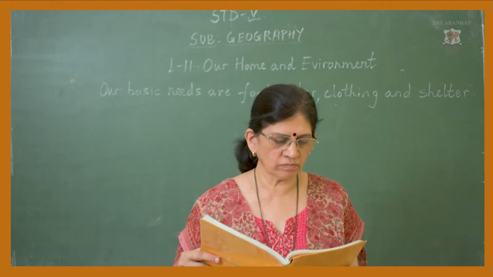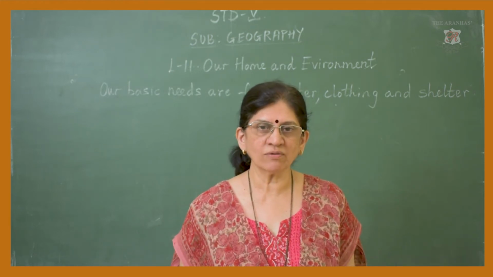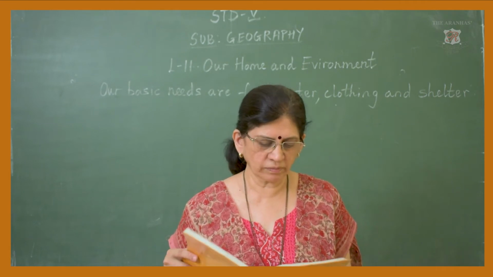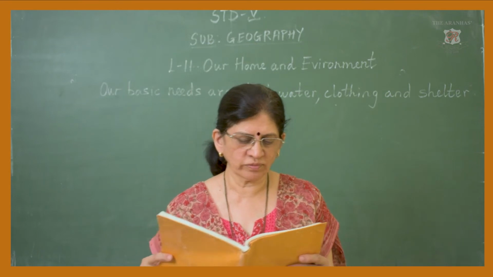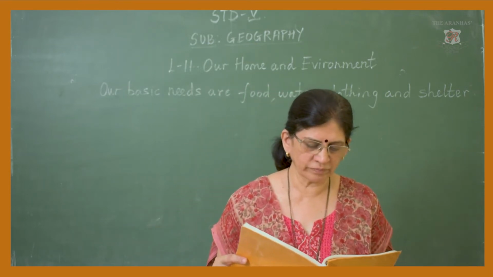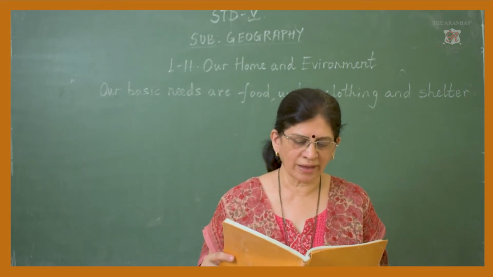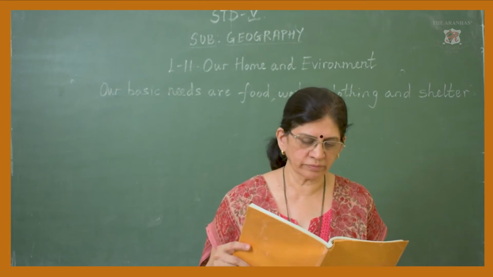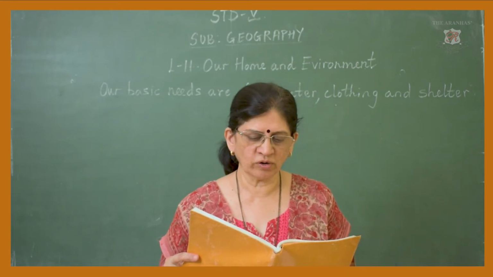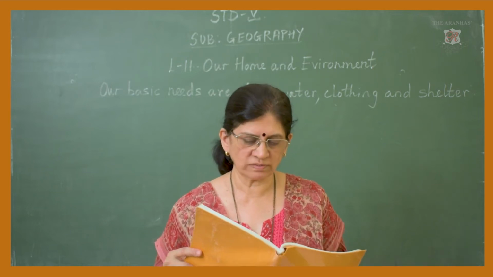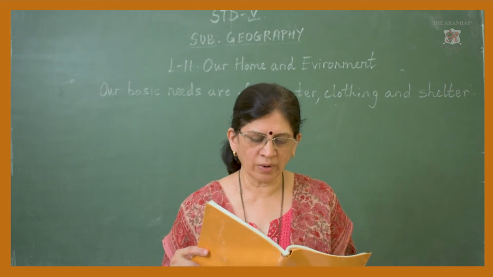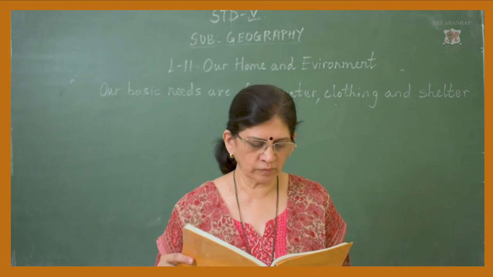Marshy regions. Marshy regions are where water is collected. Type: house made up of grass and clay. Shape is rectangular and square. Roof made of grass, leaves, bamboo, branches, and wall is mud and bamboo.